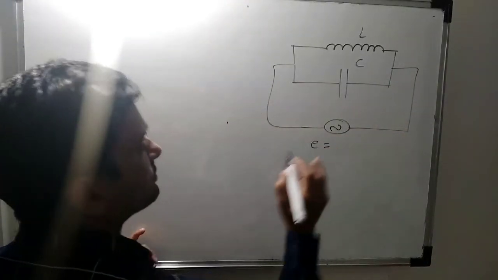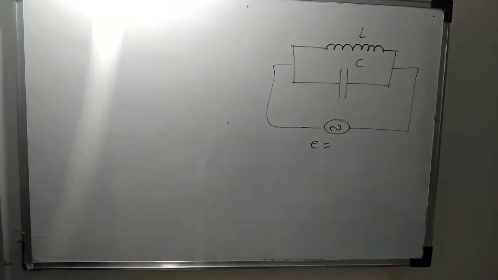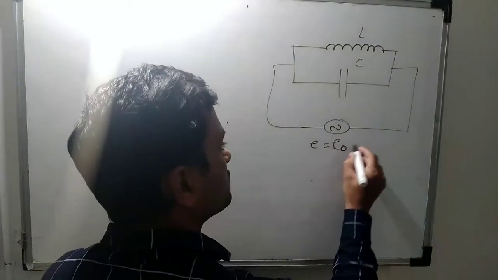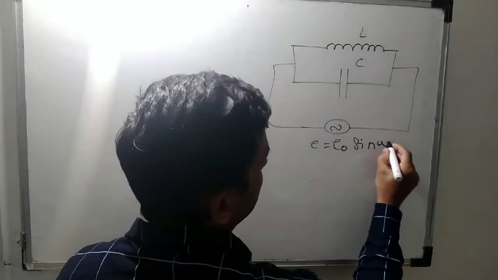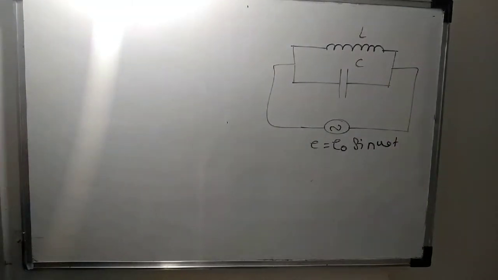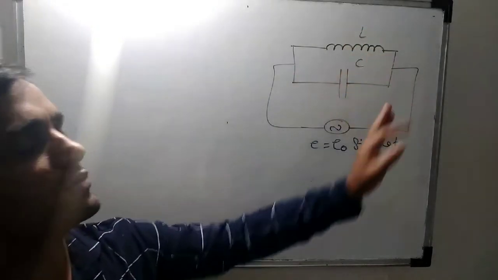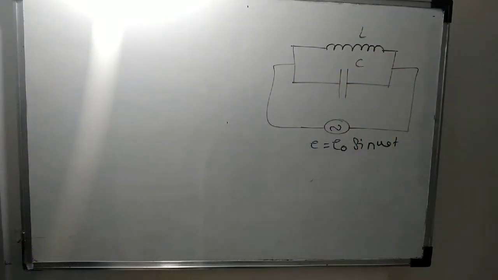What is the value of the applied EMF? It is E0 sin omega t. In this case, the EMF of the circuit is constant, while the current flowing through the two branches is different. So we can add the currents in this case.